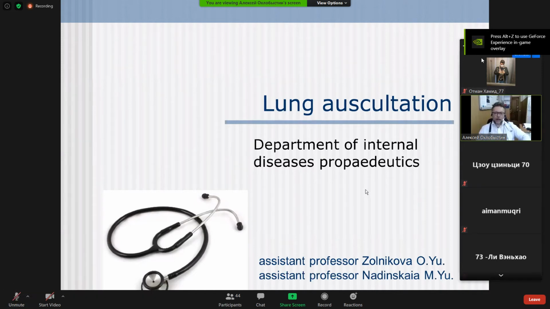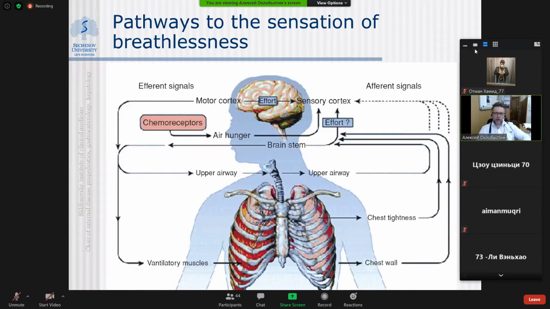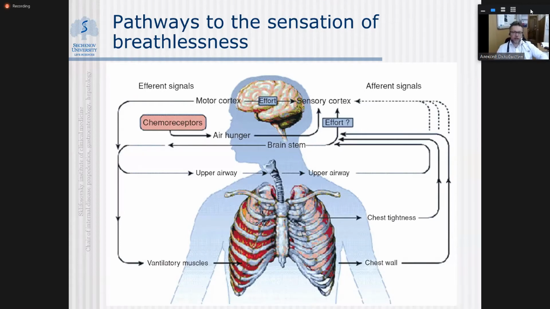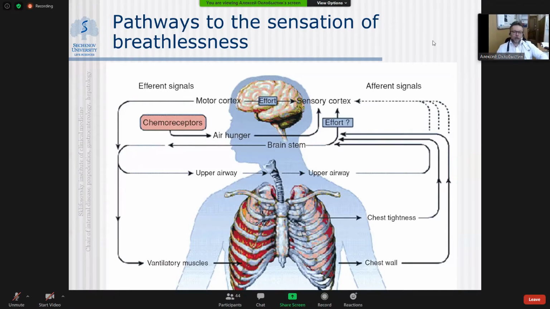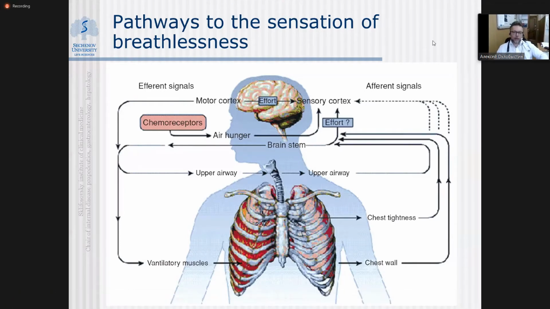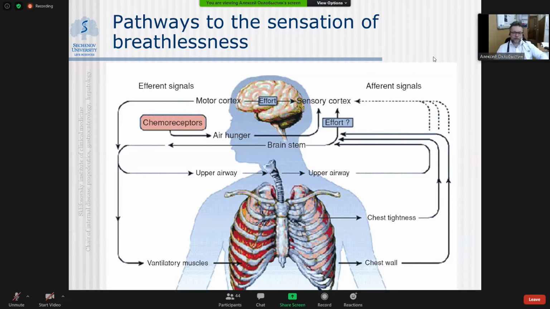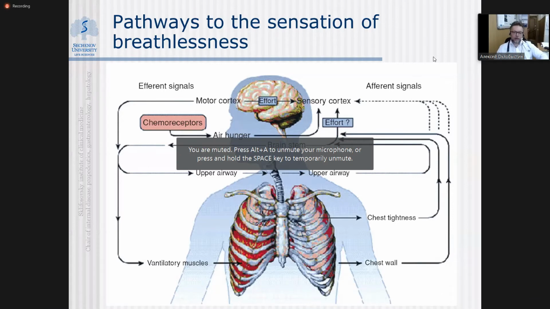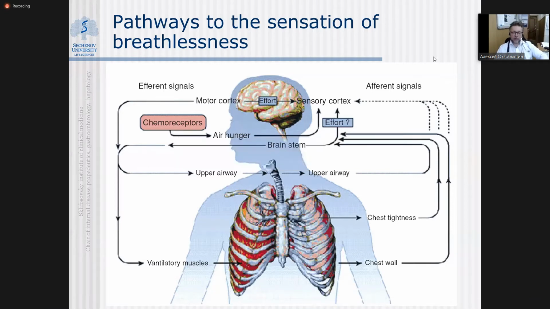Good. Okay, so definitely this will be not only auscultation. We'll talk about patient symptoms and other signs. We need to start with dyspnea or breathlessness. And I think, first of all, the first question for you is how to describe or classify a dyspnea in a patient.